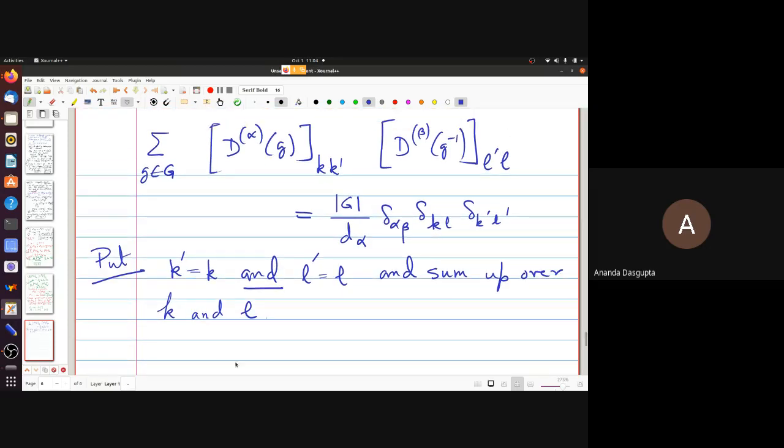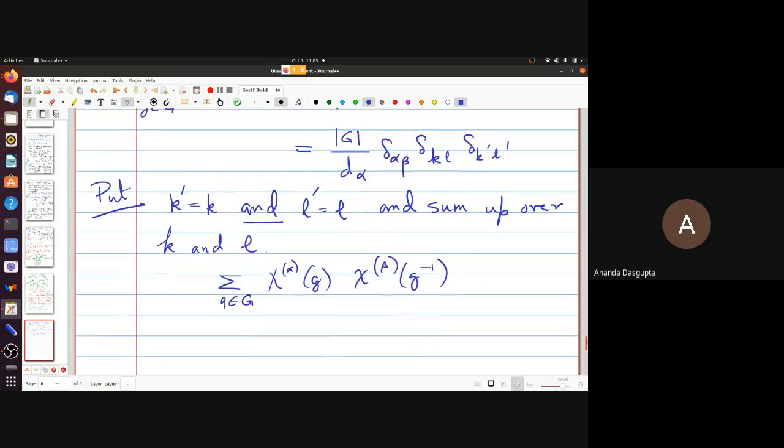So what do I get on the left hand side? Help me out here. If I put k' equal to k and sum up over all k, that's the precise thing to say. What do I get? I get the trace, right? chi alpha of g and chi beta of g inverse. Okay? Clear? That's what I get on the left.